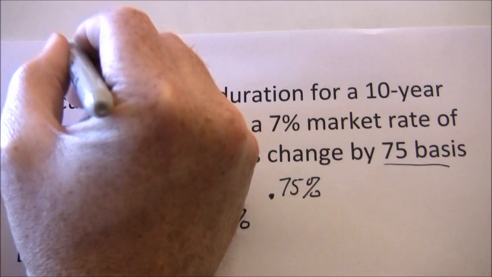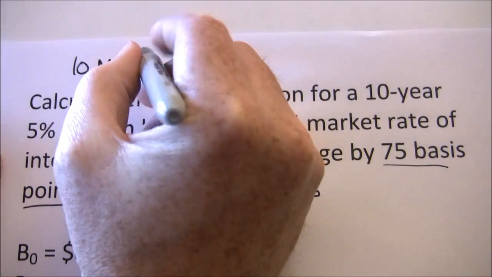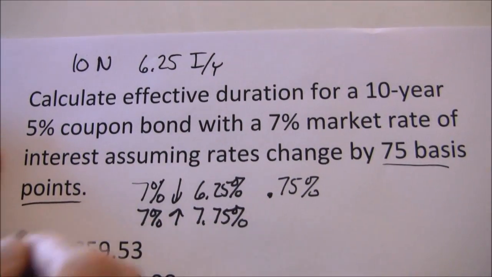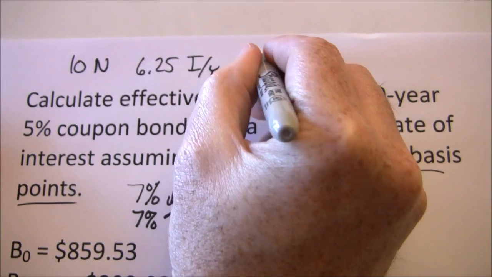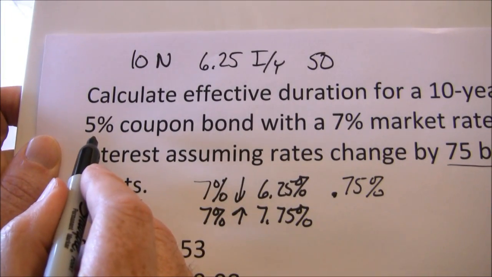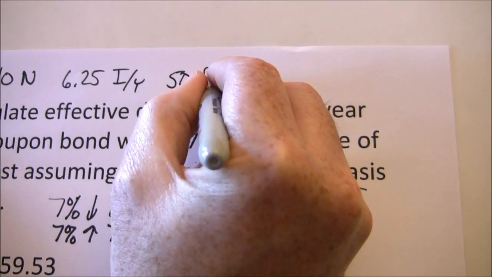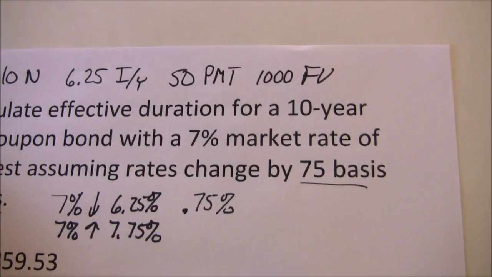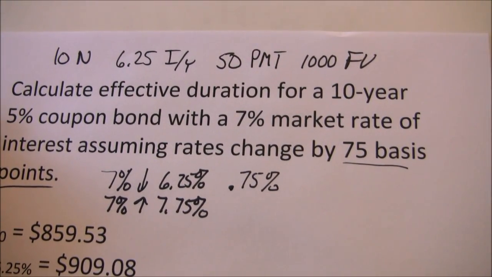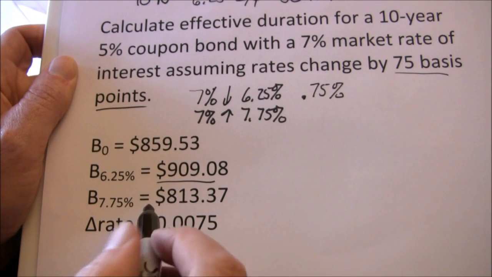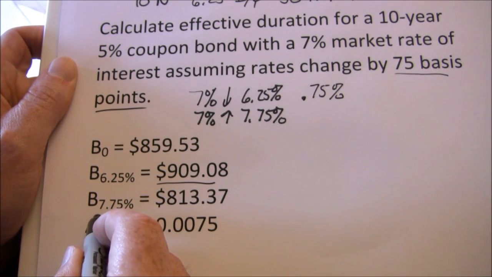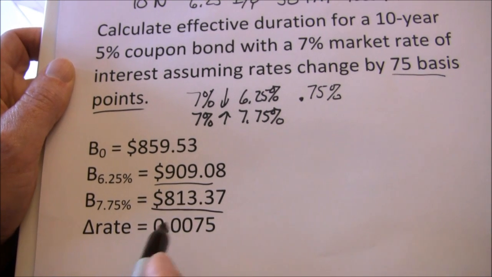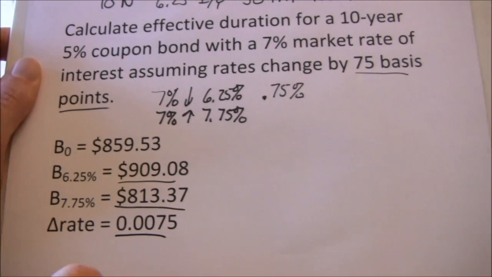So if you want to look at that, we had 10 as our N, 6.25 as our interest rate. Our present value is what we're solving for. Payment was 50 because it's a 5% coupon bond over here. So 50 payment and $1,000 par value or future value. Solve for the present value, and we got $909.08. Did the same thing at 7.75%, our interest rate increase. Got $813.37. Our change in interest rate is 0.075.